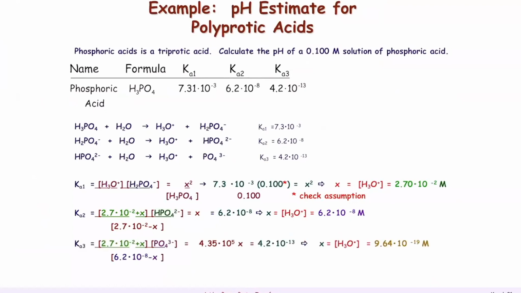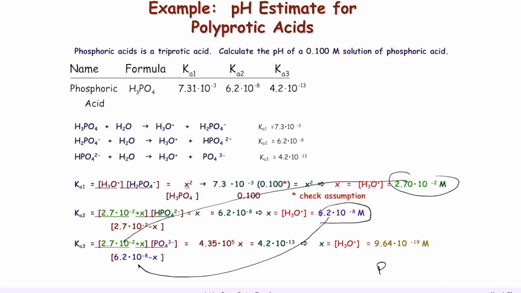Here, the third equilibrium, you can see that they do not cancel. This answer becomes your initial. This answer becomes your hydrogen. But if you do the math there, then you can calculate the PO4 3- concentration. So the math is not that difficult.